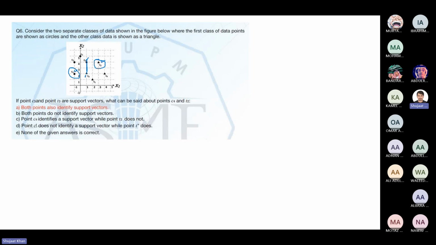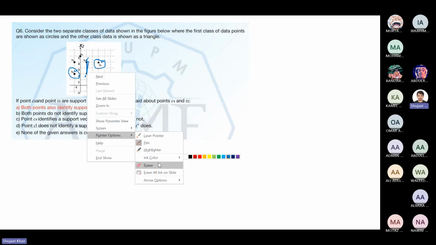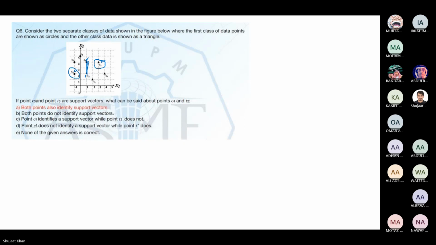This is the margin. Let me show you the margin in red color. If you remove this one and this one, is the margin going to change? No, the margin is the same. And even here, if you see this margin, which is between C3 and T2, because the margin is the same.